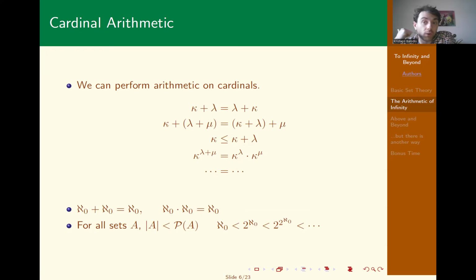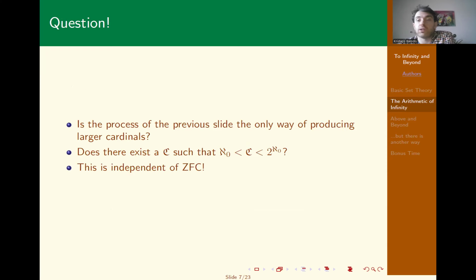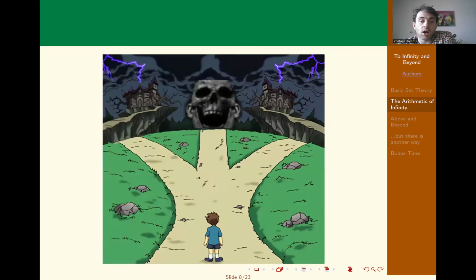Like, do we just keep going forever with that procedure? Clearly the procedure doesn't bottom out, but is it possible that it has some sort of limit? Or is there anything in between? Well, this is independent of ZFC. This is known as the continuum hypothesis. It asks whether or not there's a cardinal number in between those.